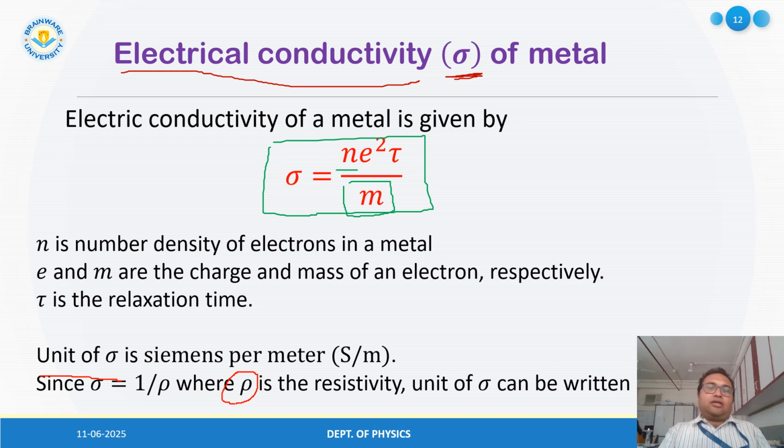Now, the advantage or success of classical free electron theory is that it can accurately determine the value of electrical conductivity. If we know the values of tau and n for different metals, we can calculate the value of sigma, and that value will be very similar to what we get when we measure it experimentally. That means the theory can match the experiment. That is why we say classical free electron theory is a success, because it can accurately estimate the value of electrical conductivity.